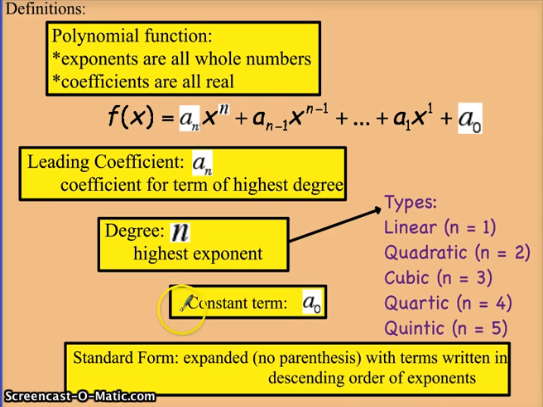Finally, the last term that you need to know is what's called the constant term. And again, that's the last term to the right in standard form, or the term without an x. It's just a number, a sub 0 over here, just a number to the far right-hand side.